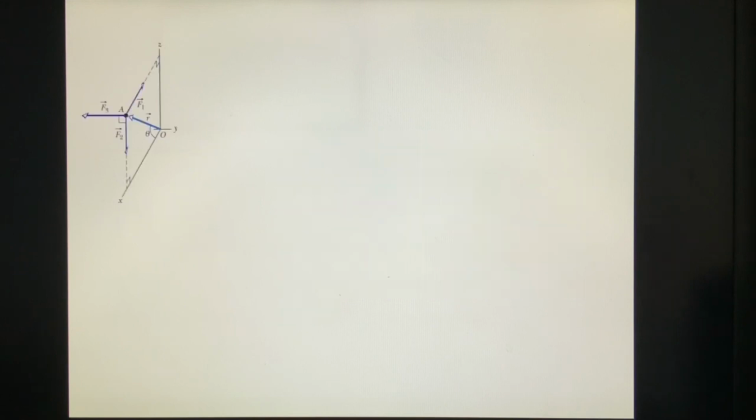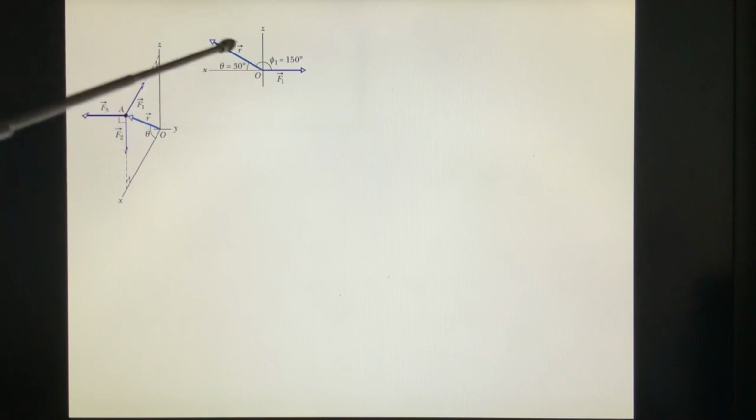We look at this one. We find the torque 1. By definition, torque 1 is R cross F1. We look at this one. This is F1 along X minus C. So we look at the XOZ plane.